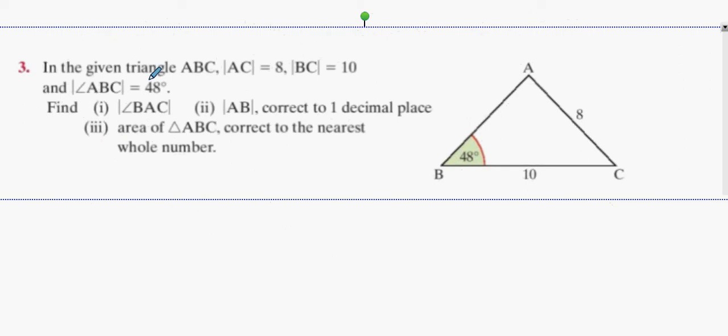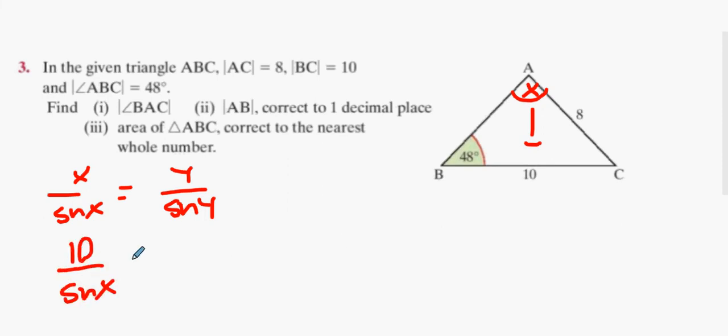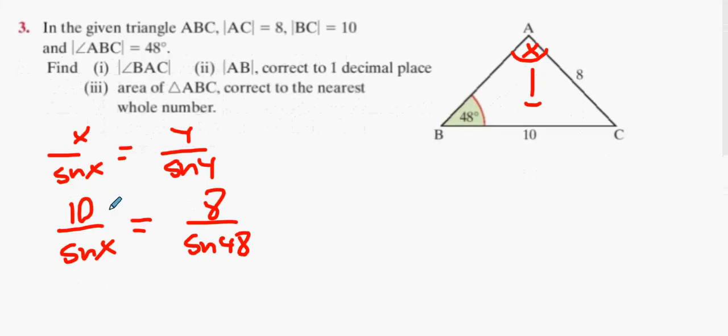We're looking for the angle BAC. You can use the sine rule: x over sine x equals y over sine y. So it's going to be 10 over sine x equals 8 over sine 48. Once you do that, you can cross multiply, so you're going to get 8 sine x equals 10 sine 48.